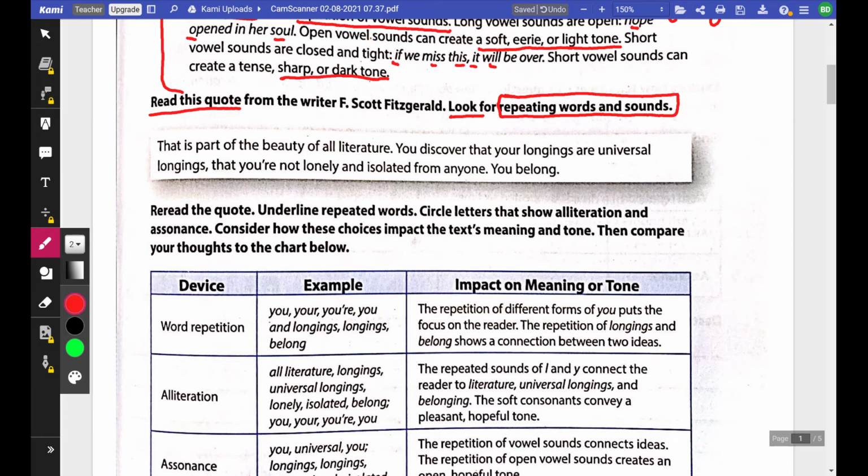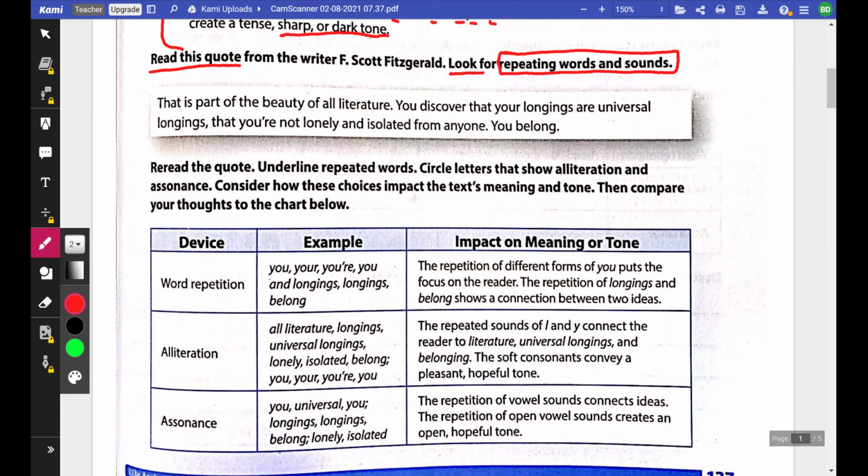That is part of the beauty of all literature. You discover that your longings are universal longings, that you're not lonely and isolated from anyone. You belong. Okay, so next, let's look and see what is being repeated. We're looking for repeating words and sounds, so both. I'm going to give you just a second to go through this and see if you can find some repetition, repeating words and repeating sounds, and we'll come back and go over it together.